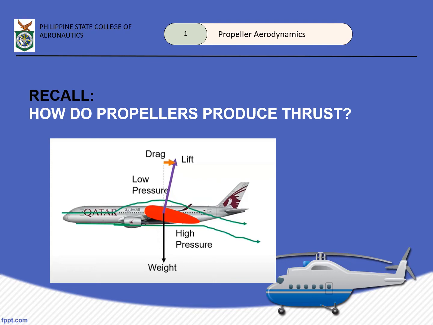Again, since we know that the same airfoil sections are used for both propellers and the wings for the fixed wing, can we say that, or rather, can we apply the same idea as to how the wing generates lift to how propellers generate thrust? Again, this is just a recall since this is a question from our last lesson.